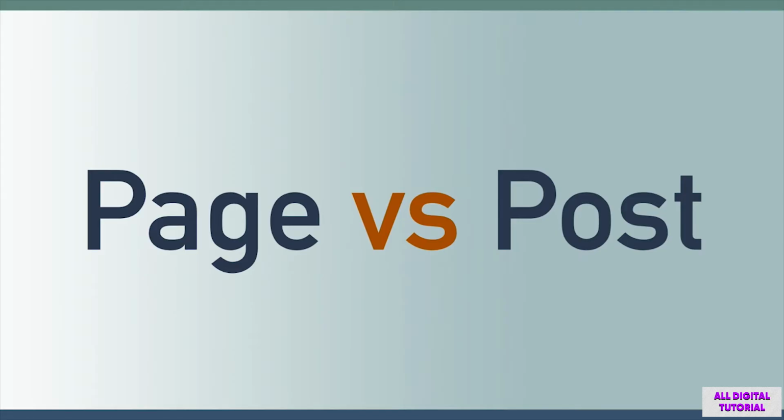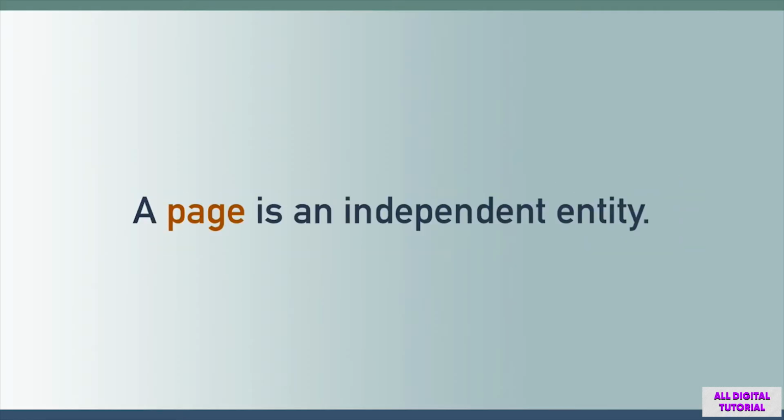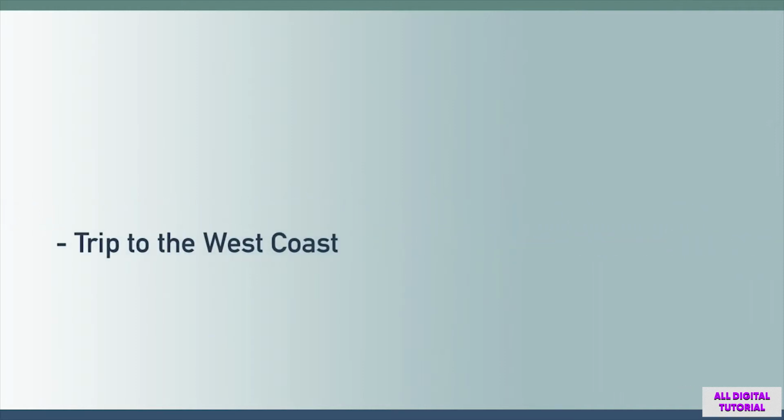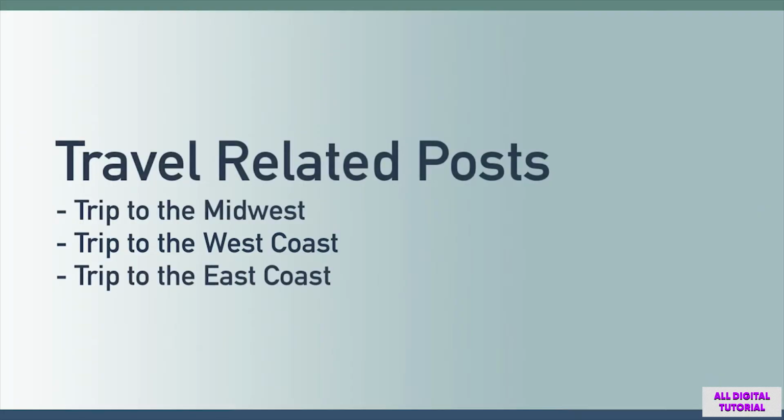But first, I just want to say that you don't need to worry about memorizing the difference right now in this lesson, because this is a topic that we will revisit again and again throughout the course. But for now, I will say that a page is an independent entity. It's something that can stand on its own, right? So we saw an example of that in the About Us page, whereas a post is part of a collection of multiple posts.